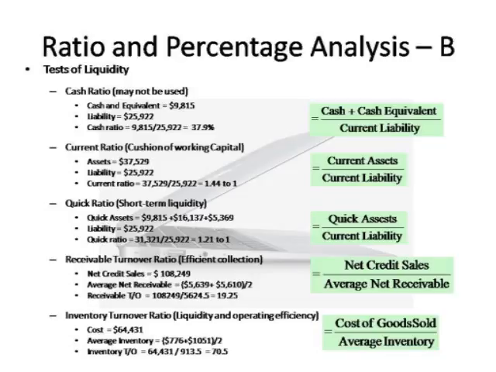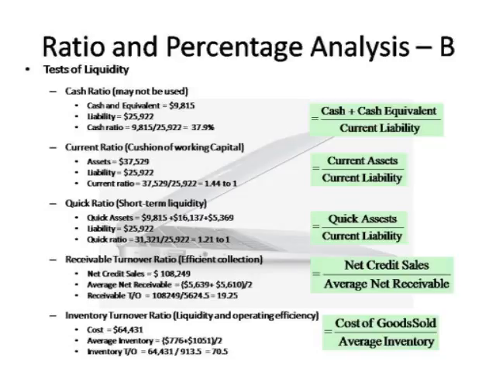If you take a look at the financial statement, the assets are about $37.5 billion and the liability is about $26 billion, and the current ratio is about 1.44 to 1. This means that for every dollar of liability there is $1.44 as a cushion.